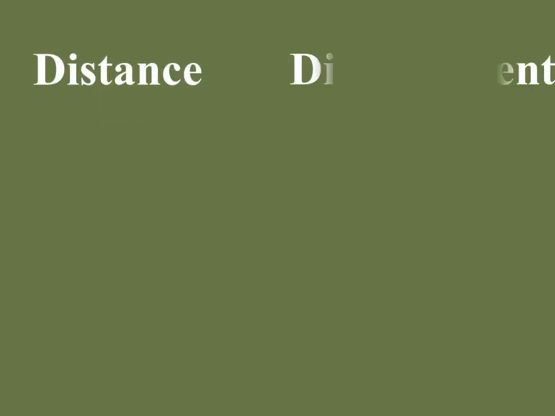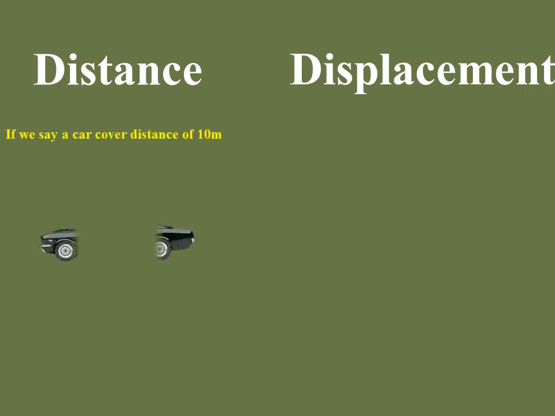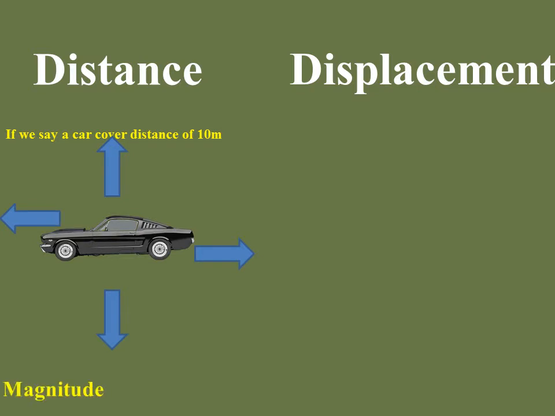Now we differentiate between distance and displacement. If we say that a car covers a distance of 10 meter, it means that we only have a magnitude. We don't have a direction given, so distance is a scalar quantity because we only know about the magnitude.